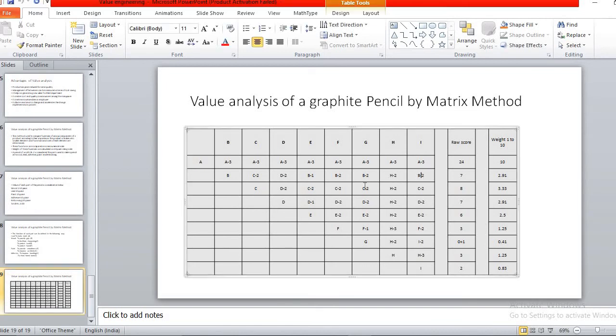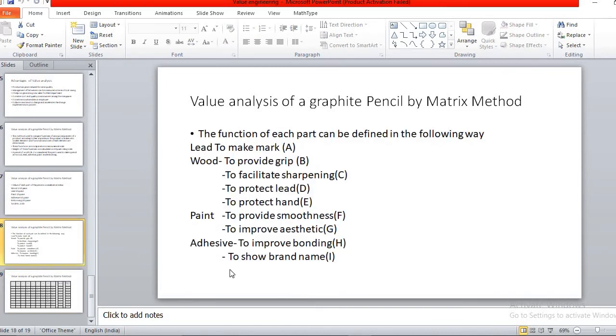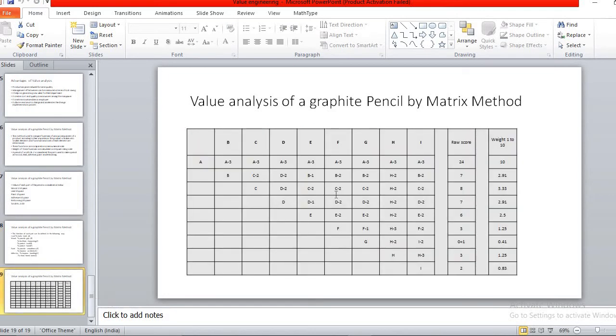For I, here I is related to show brand name, so weightage is given to b2, like that. And this 7 is a summation of the respective elements. So summation of the respective element b1: 1 plus 2 is 3, 3 plus 2 is 5, and 5 plus 2 is 7. This summation is the summation of the score or weightage given on a scale of 1 to 3 for that particular element. So it is a 7.